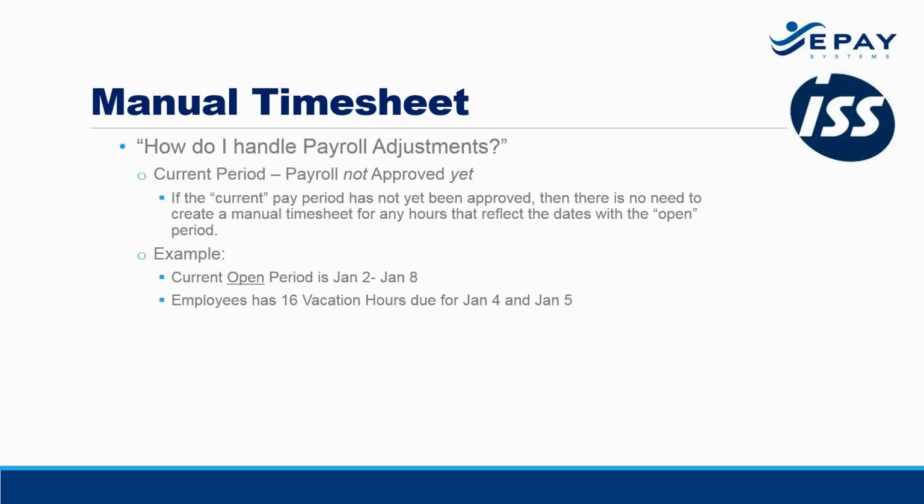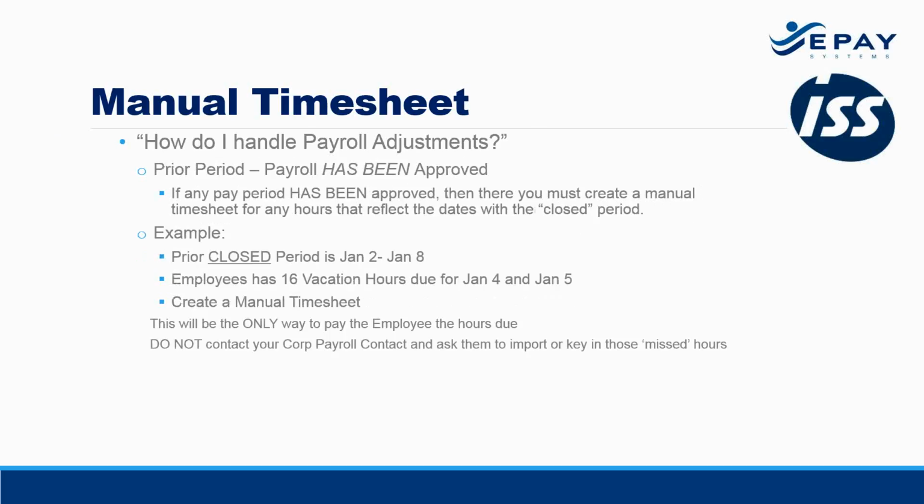So what that means is if the open period right now is January 2nd through January the 8th, let's say, that's the actual current period, and the employee has 16 vacation hours due to them on January 4th and 5th. Well, as long as they haven't approved yet and corporate payroll hasn't started the export process, then yeah, you go ahead and go back in there, let's get that timesheet reopened if it's already been submitted, and then go in there and key in the time to the current pay period. There's no need to do an extra step here. Remember, we want to stay away from those interim scenarios. So current pay period, please use the same current pay period and proceed.